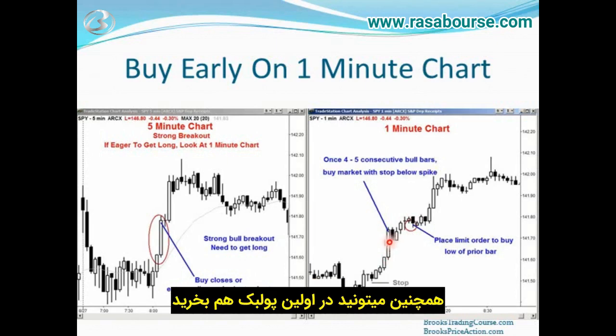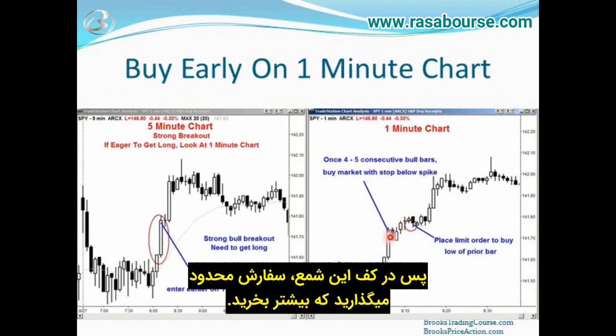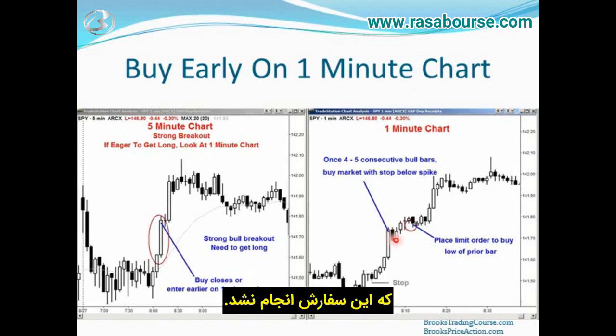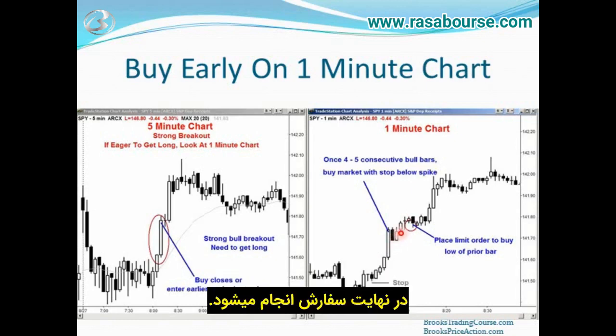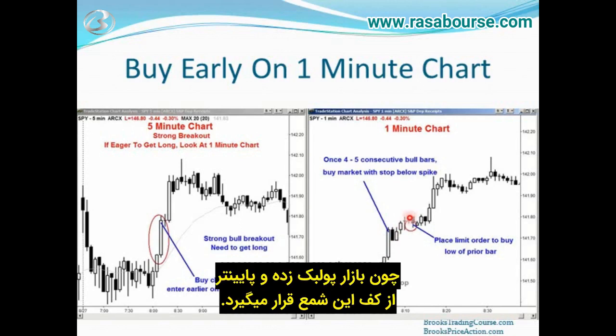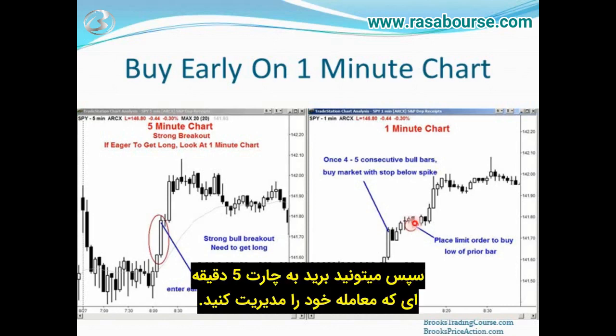Also, you can look to buy the first pullback, betting that the first attempt to reverse will fail. So you place a limit order to buy more at the low of this bar, did not get filled. You place a limit order to buy at the low of this bar, did not get filled. Finally, you do get filled. There's a pullback. The market fell below the low of that bar, and your limit order to go long was filled. And then you can go back to the 5-minute chart to manage your trade.